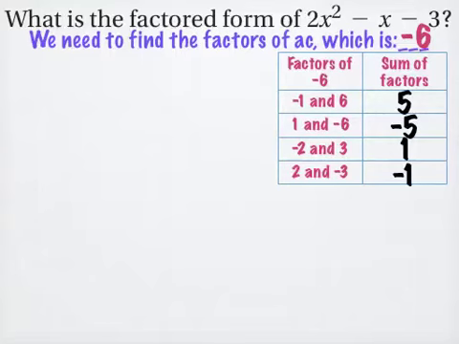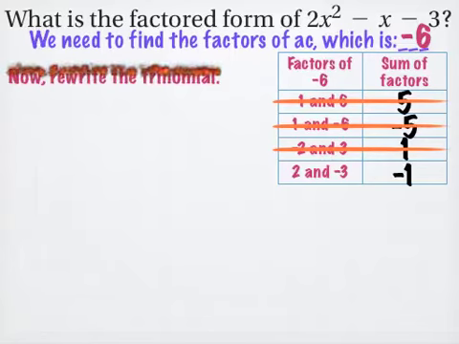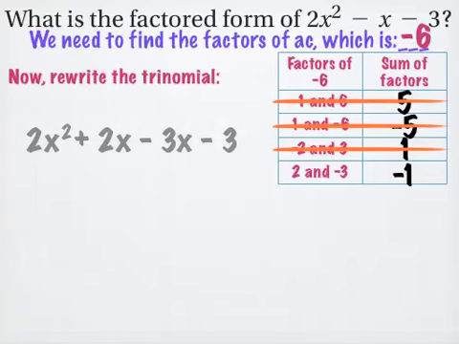I need the sum to be -1, so the two factors I'm going to use are 2 and -3. Just like in the last example, now I need to rewrite my trinomial. I'm going to rewrite it as 2x squared plus the factor 2x, then the factor minus 3x, and then minus 3.